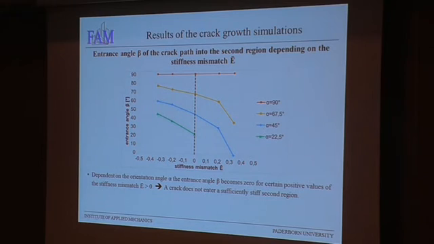Depending on the orientation angle, the entrance angle becomes 0 for a certain positive value. This means the crack doesn't enter the sufficiently stiff second region, and the entrance angle approaches a saturation value for negative values of the stiffness mismatch, as you can see here.